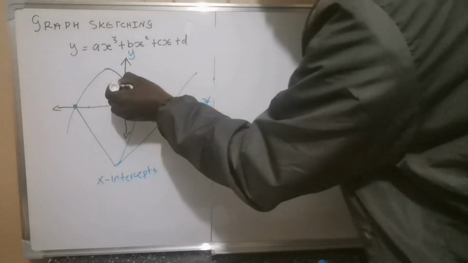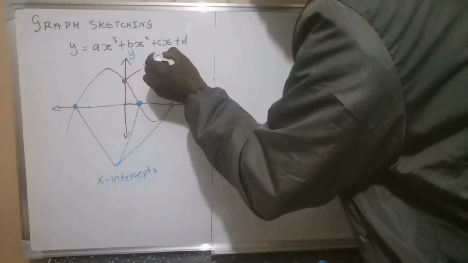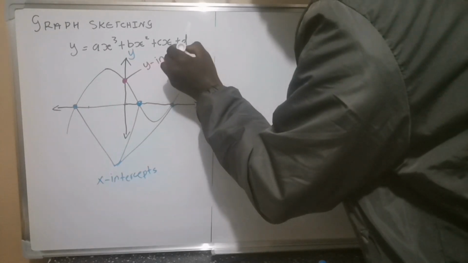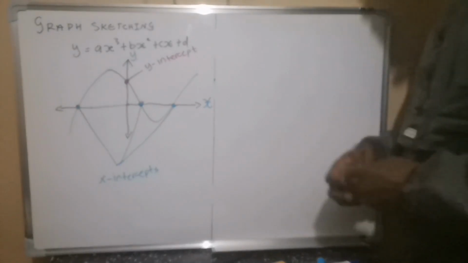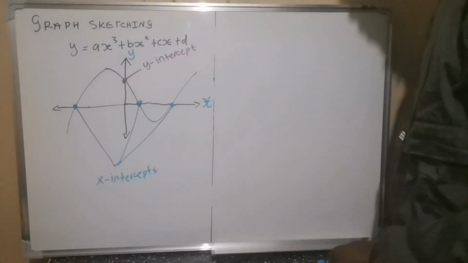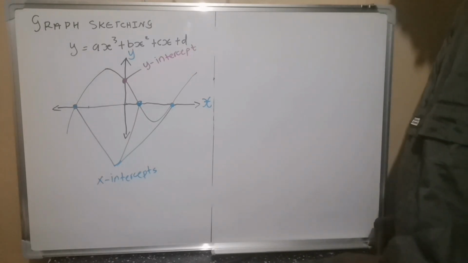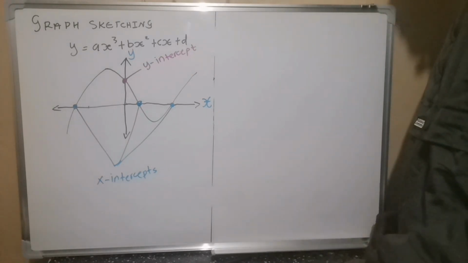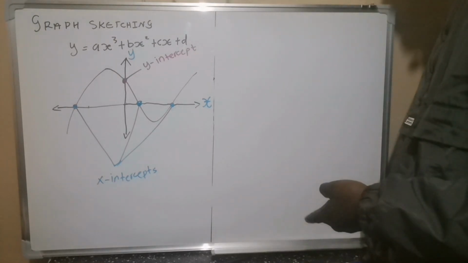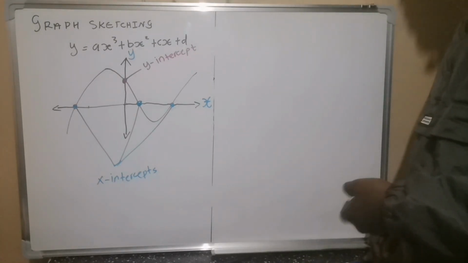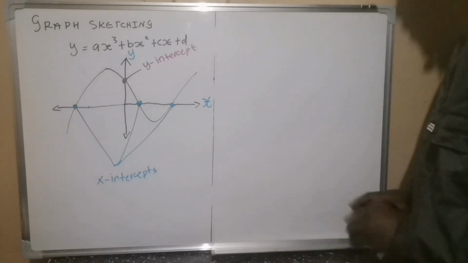Now here we find our y-intercept. And guys, now this graph has, in most cases, more than one turning point, a couple of stationary points. In most cases, not in all cases.